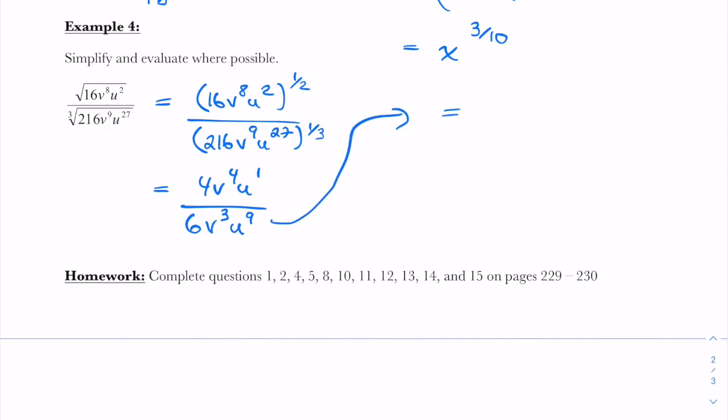So 4 over 6 reduces to 2 over 3. V to the 4 over v to the 3 reduces to v to the exponent 1. And u to the 1 over u to the 9 reduces to u to the exponent of -8. We have a negative power, so we're going to use our reciprocal rule and bring that to the denominator beside the 3. Final simplified answer, 2v over 3u to the 8th.